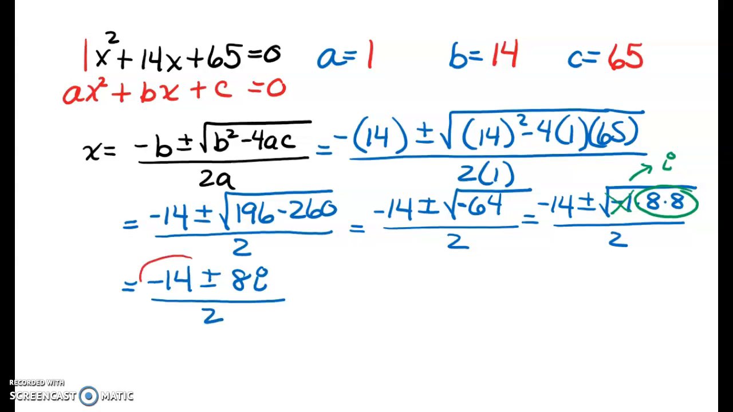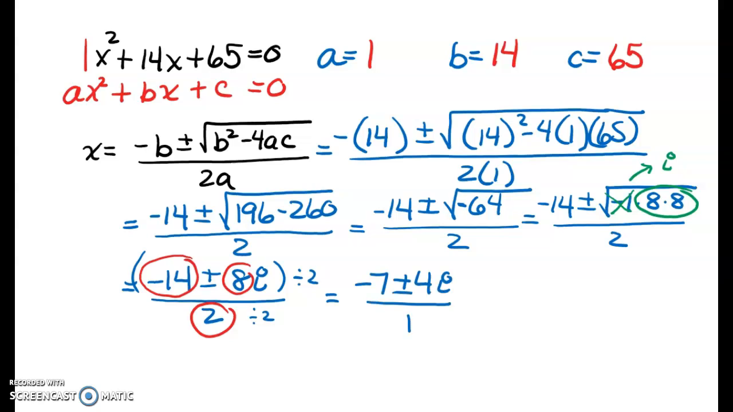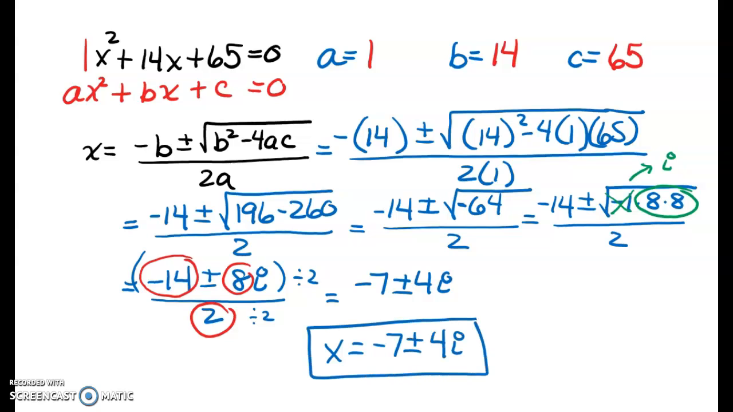So again, you should check all of these numbers. They are all divisible by 2. So I'm going to divide all of these numbers by 2. And I get negative 7 plus or minus 4i over 1. And I don't need that 1, so I'm going to erase it. And so my final answer is negative 7 plus or minus 4i.